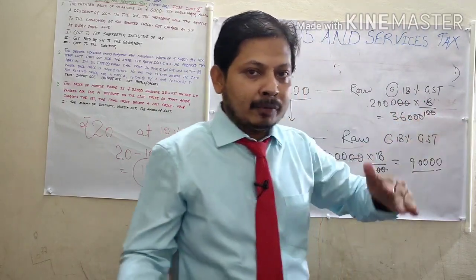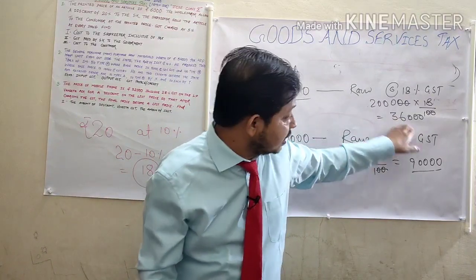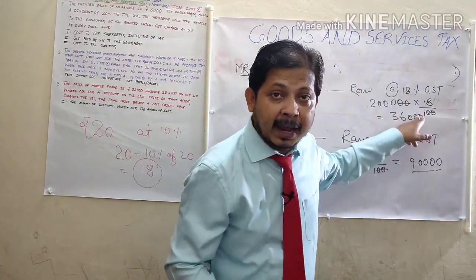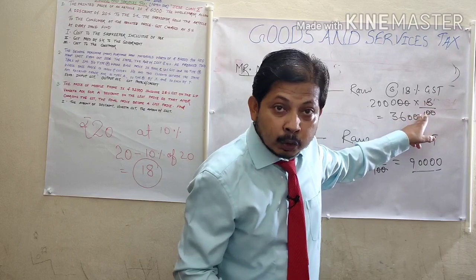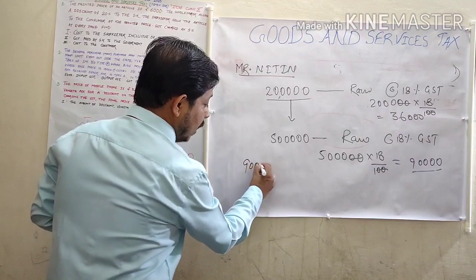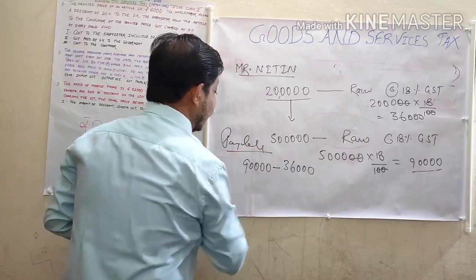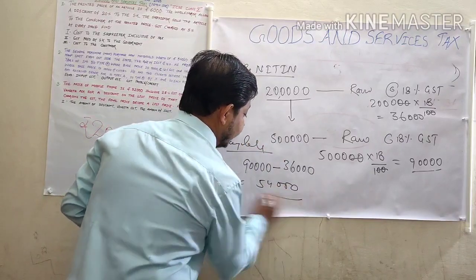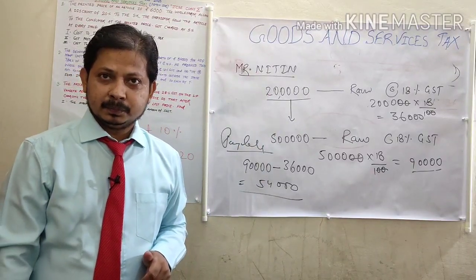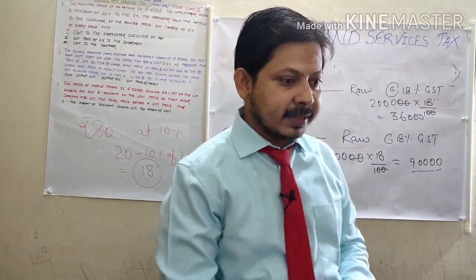This type of question is given in ML Agarwal, S. Chand and everywhere. This is my input GST, this is my output GST. What amount am I going to pay? The difference between this input and output. Output is more than input, that's why I am paying GST here. So now what GST will I pay? 90,000 minus 36,000. This is the payable GST by Mr. Nitin. This is 54,000. You will find this kind of concept in GST here only. So now you check, this is the basic concept of goods and service tax.